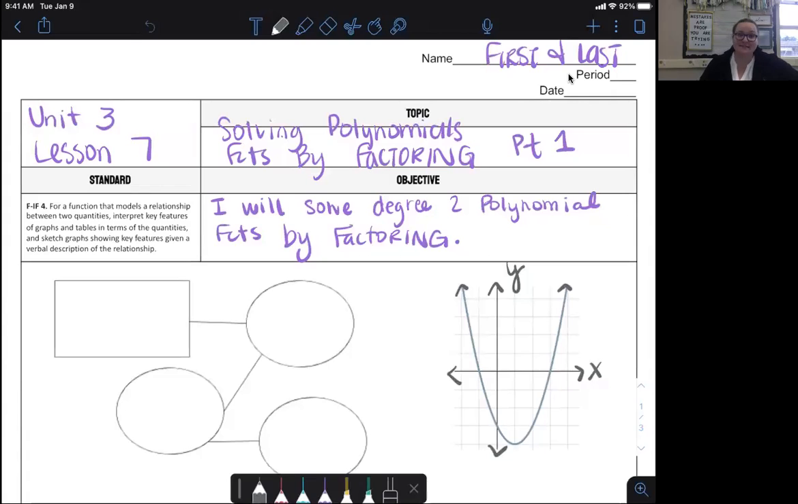I'm Miss McGuire, and today we're going to be doing Unit 3, Lesson 7. So don't forget to put your first and last name at the top right-hand corner of your paper, please.